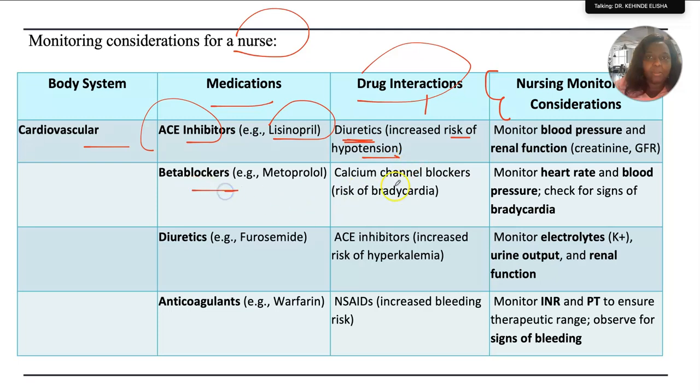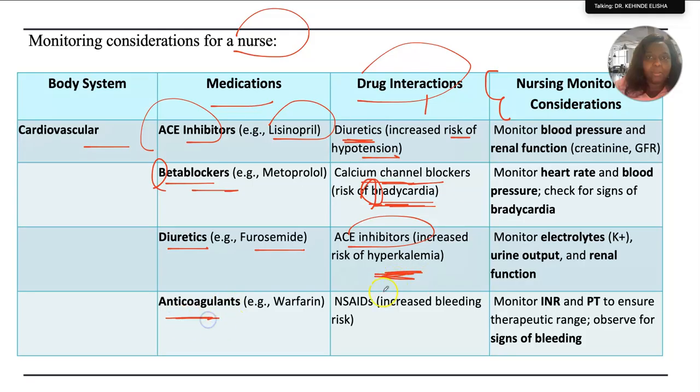What about beta blockers? What is the drug interaction? When used with calcium channel blockers, there is a risk for bradycardia. Beta blockers, bradycardia, right? What about diuretics, aka furosemide? When we use it with ACE inhibitor, what can happen? We can see hyperkalemia. ACE inhibitor by itself will cause hyperkalemia. And that's why we don't combine ACE inhibitor with ARBs, because they both will cause hyperkalemia.